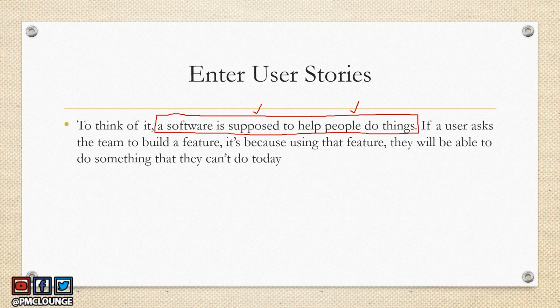Now, if a user asks the team to build a feature, what this means is, let's say in this example, if a hotel staff or the hotel receptionist, who is a user in this case, asks the team, the project team or the Scrum team. So when the user asks the team to build a feature, it's because using that feature, the user will be able to do something that they can't do today.